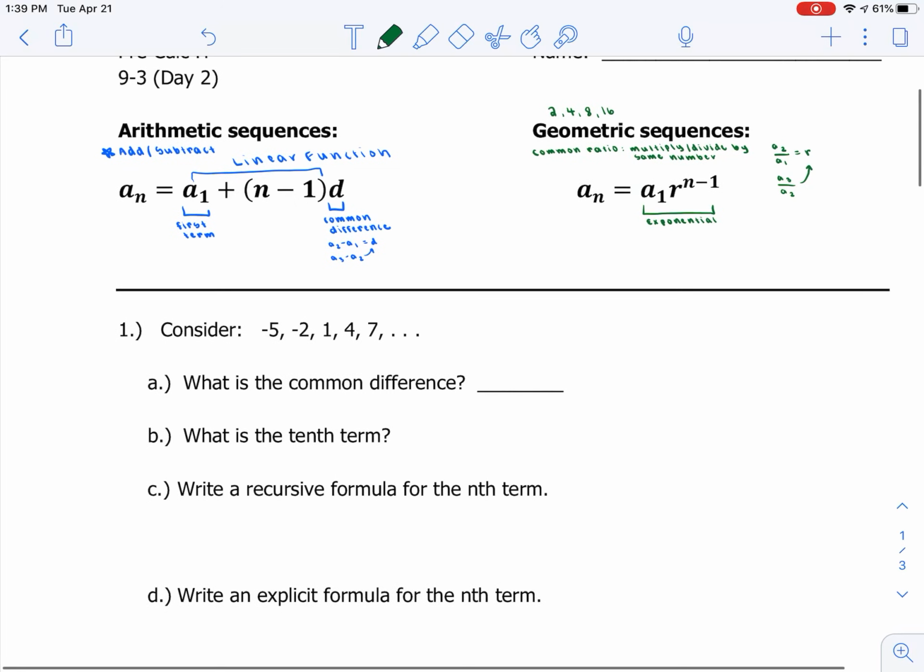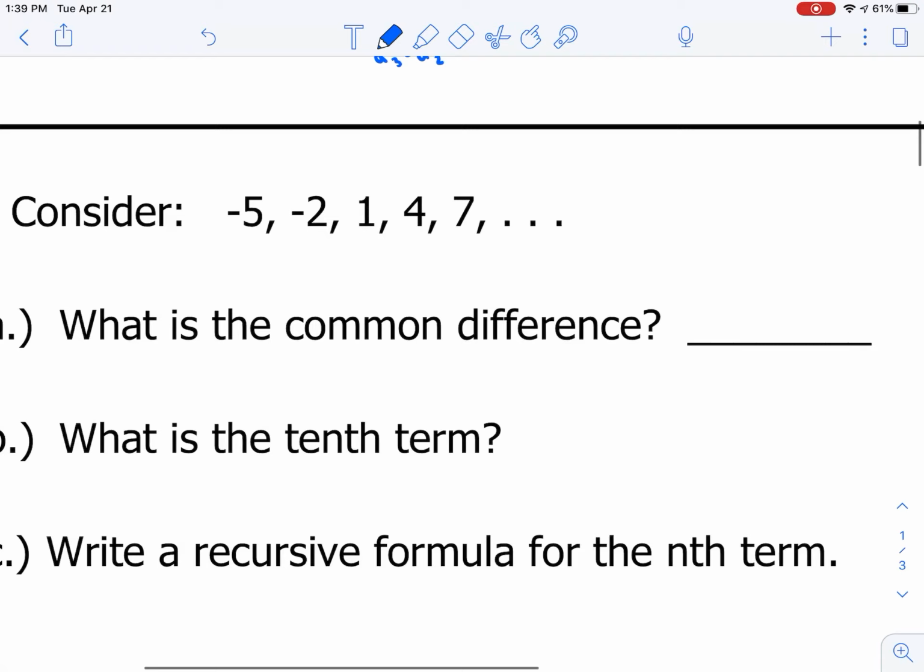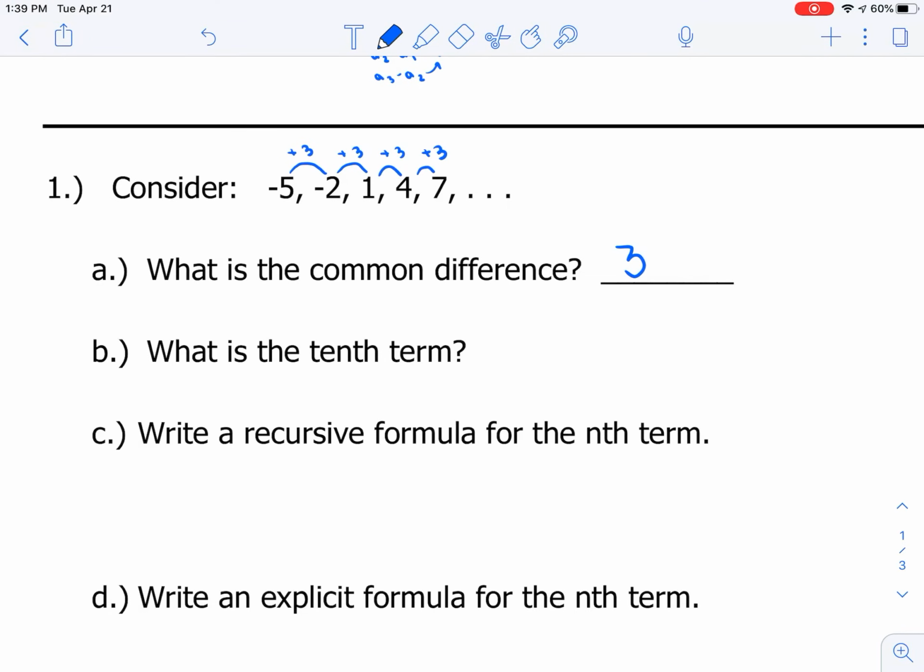So let's look at a couple examples with arithmetic, a couple with geometric, and then some application of this. So starting with this first one, it says, what is the common difference? So a lot of times we can see this right away. If you notice, I am adding 3, and you need to check to make sure this is true of all terms. Adding 3, adding 3. If so, this is arithmetic and it has this common difference of 3.